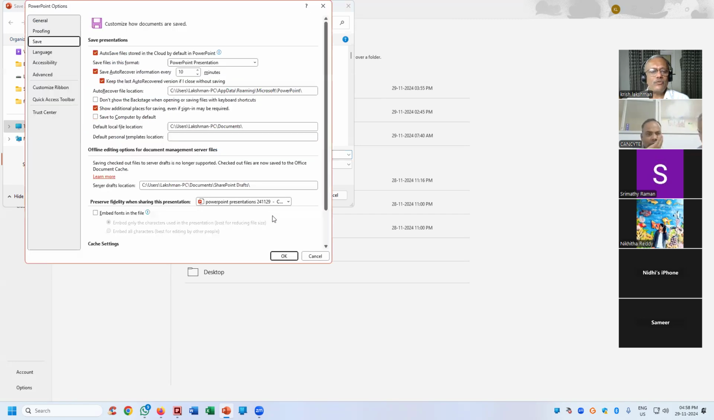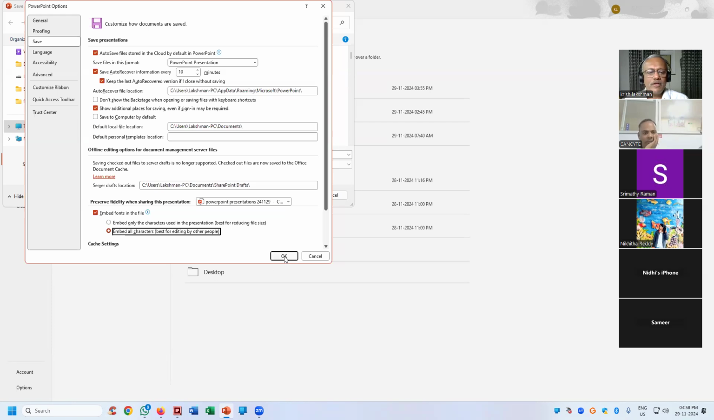You go to Save Options, and the last point on that slide is Embed fonts in the file. It says embed only characters that are used in the presentation. I do not recommend that. Instead, choose embed all characters, best for editing by other people, which essentially means that wherever you take this file, you can edit it on that computer, because you might have used 5-10 different fonts in your presentation. All those fonts are also saved.